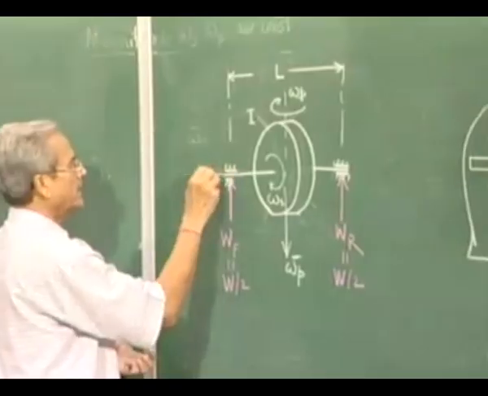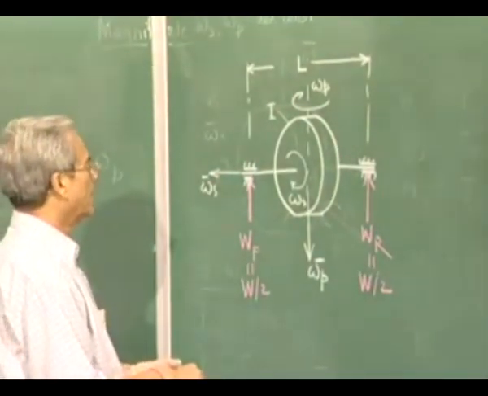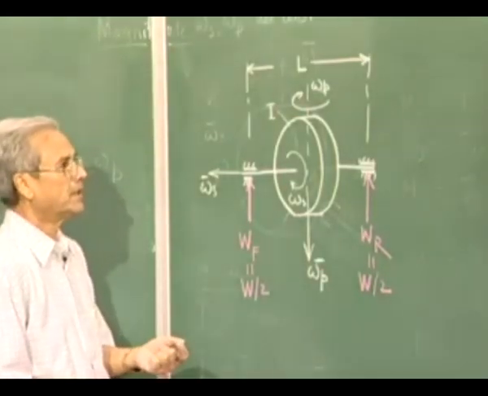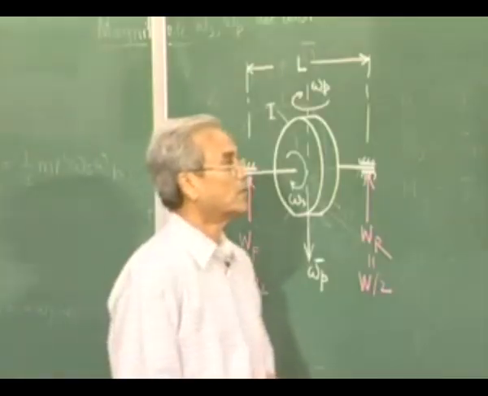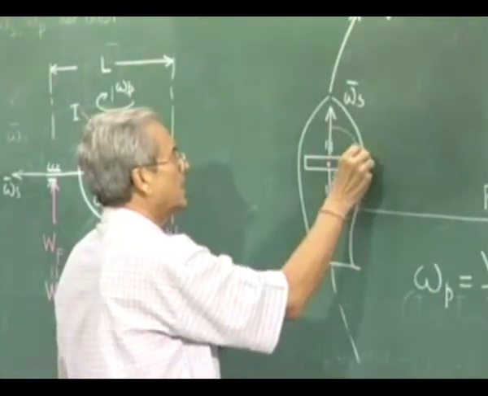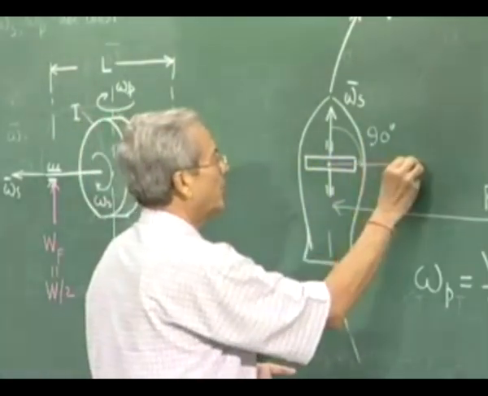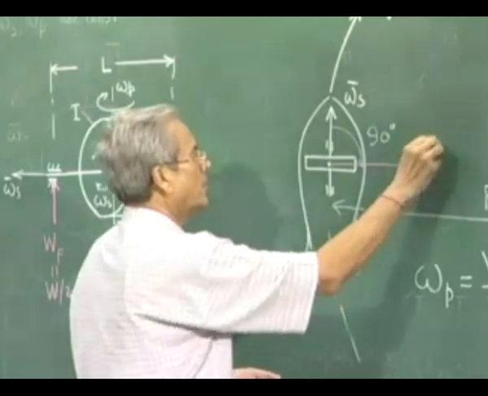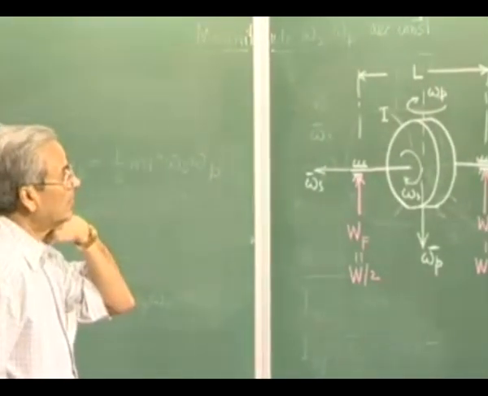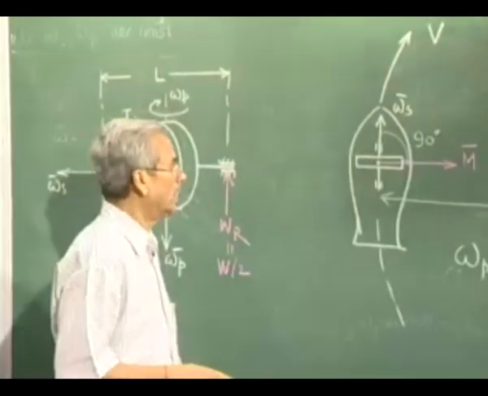And this is omega s. So we have seen that if you rotate the spin axis by 90 degrees in the direction of precession, you get the torque direction, that is, the moment vector direction. So the moment vector will be this. That is, this is the moment which must be applied on the body to produce this motion.